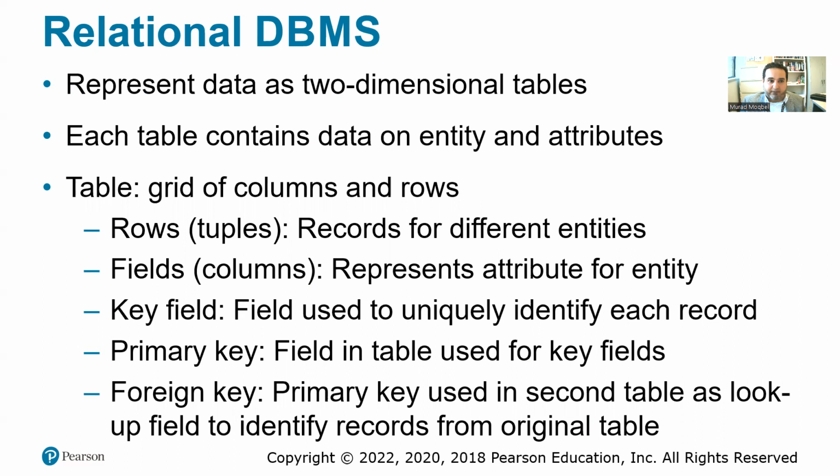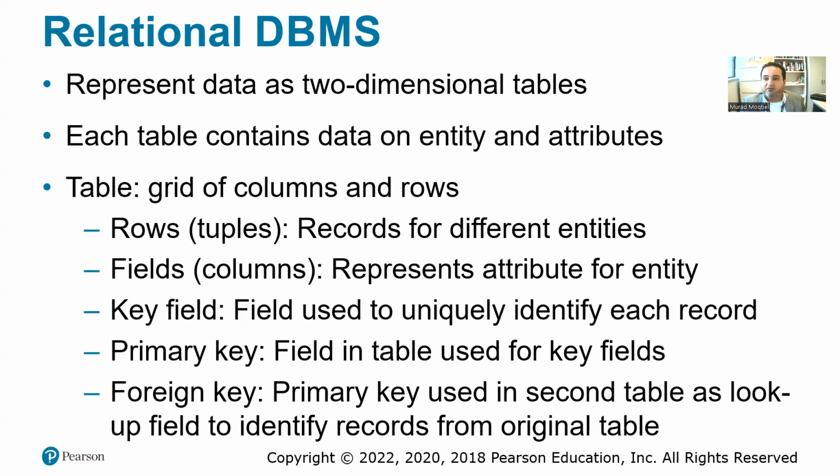So in the relational database, each table contains data on an entity and its attributes. And again, there are some terms that you have been using, but we need to know what they are. Rows, or tuples, are the records in a table. And the fields are the columns. They are basically attributes or characteristics about that entity. For example, date of birth is a characteristic of the patient table or patient entity. First name, last name, address, and so on are characteristics or attributes about that particular entity, which is patient.